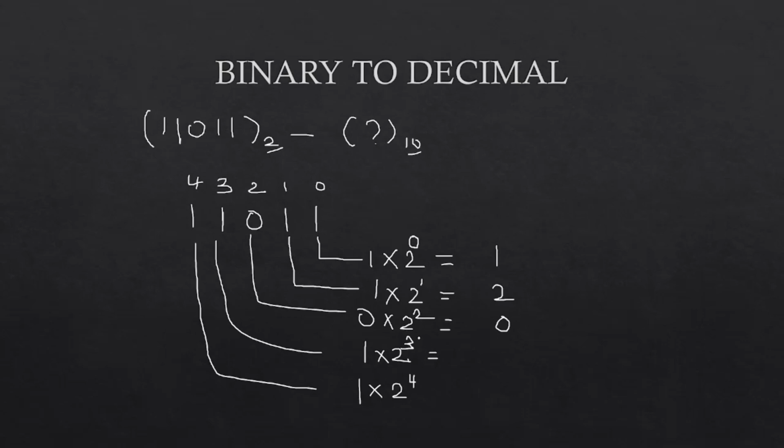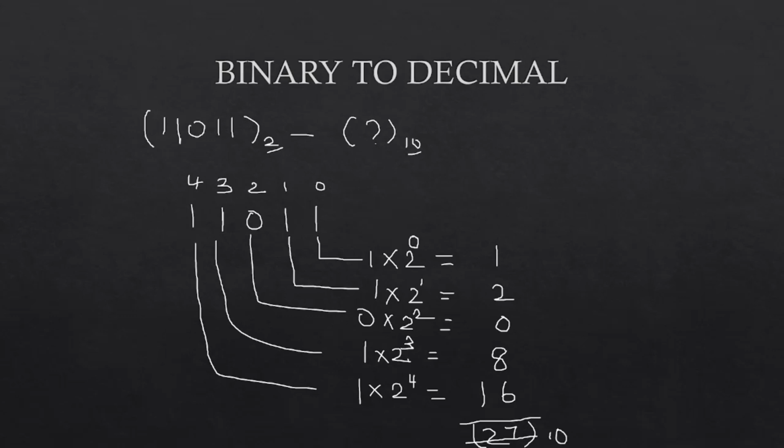Next, 2 to the power of 3. What is 2 to the power of 3? 2 into 2 into 2, the answer is 8, right? So 8 into 1 is 8. Next you have to identify 1 into 2 to the power of 4. 2 to the power of 4 is 8 into 2, 16, right? So 16 you have to write here. Now finally you have to add everything, and that will be your answer. So you will be getting the answer as 27.